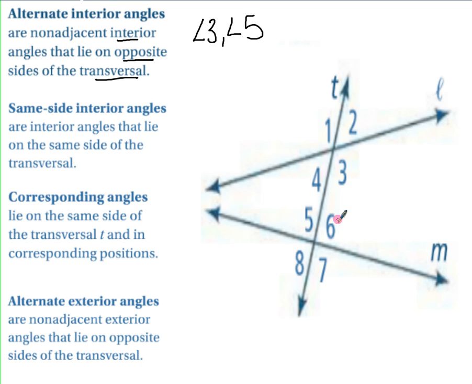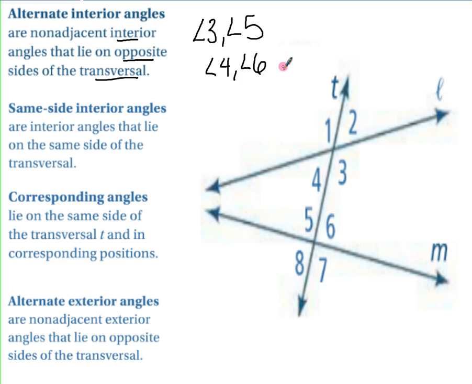Do I have another pair of alternate interior angles? 4 and 6, so angle 4 and angle 6. Okay, do I have any other pairs of alternate interior? Alright, those are the only 4 angles that are inside those two lines.